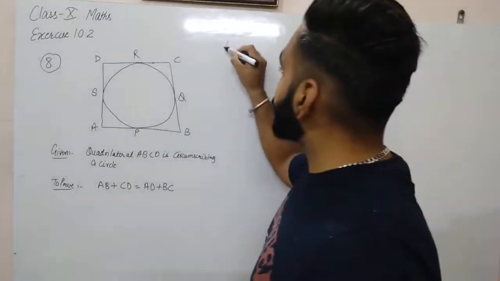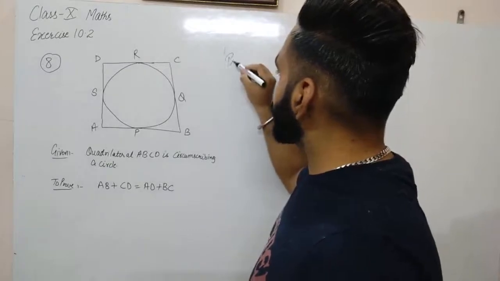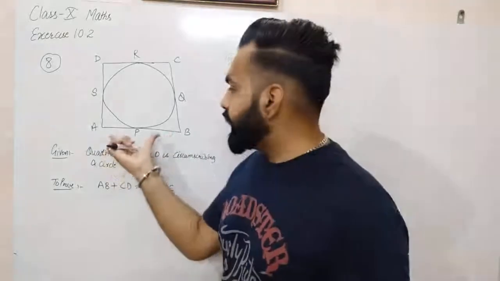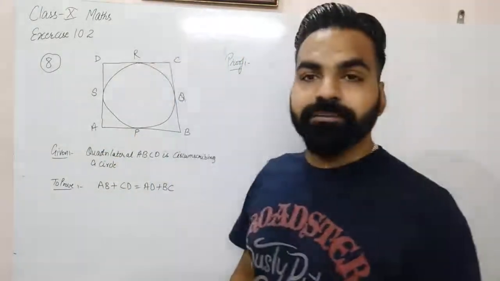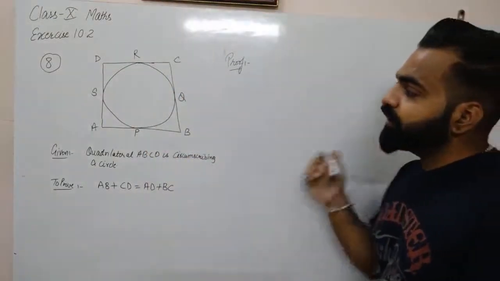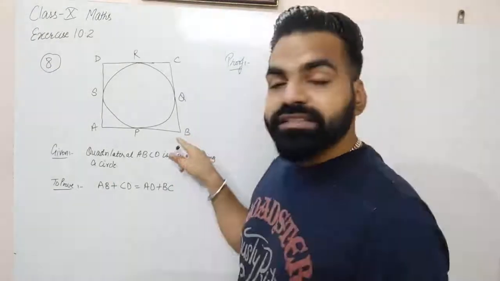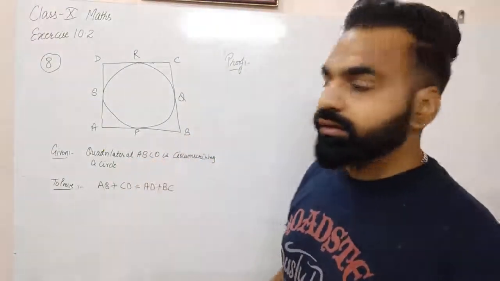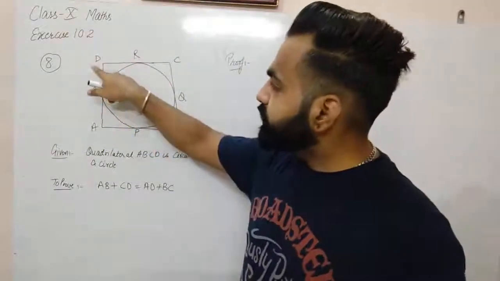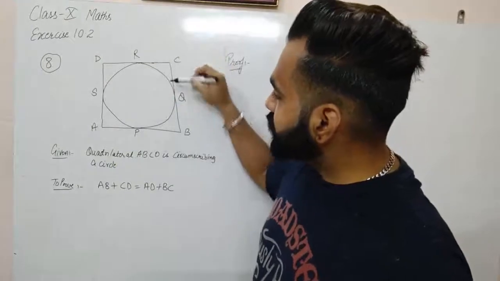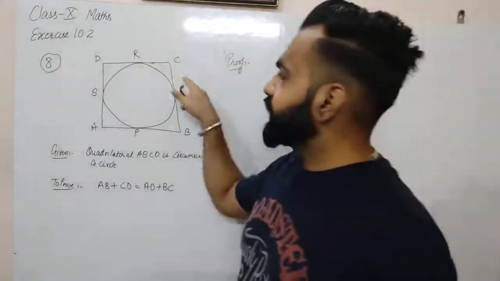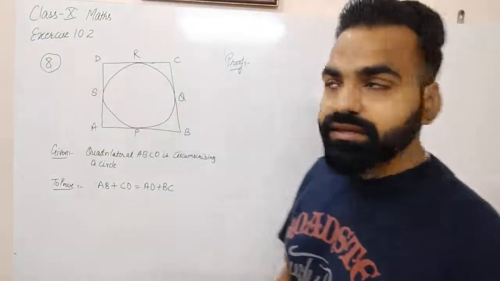So let's start the proof part. From here we can see that the sides of the quadrilateral AB, BC, CD and AD, these form the tangents to this circle because it is circumscribing them, and we know that two tangents from the same point are equal in length. So A, B, C, D are the external points from which these tangents are drawn, and these tangents will be equal in length.